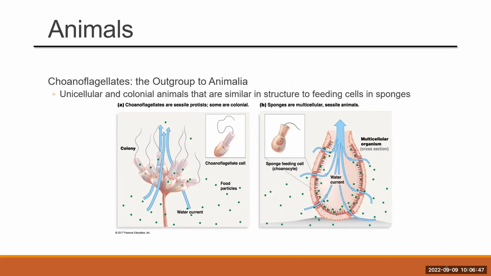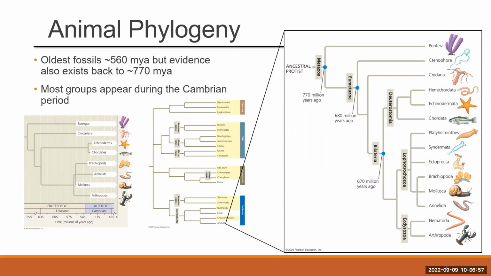Okay, so have you guys talked about the choanoflagellates yet? No? Okay. So the choanoflagellates are the outgroup to animals. So if we flip back to this tree, they would be coming off up here above the tree. They're the outgroup to all of the metazoa.